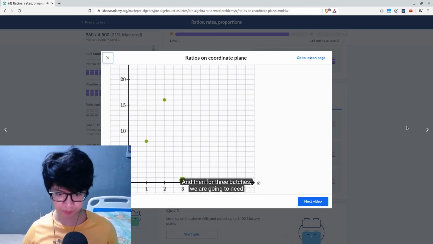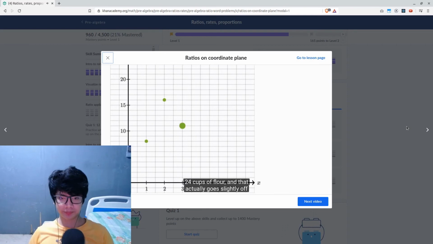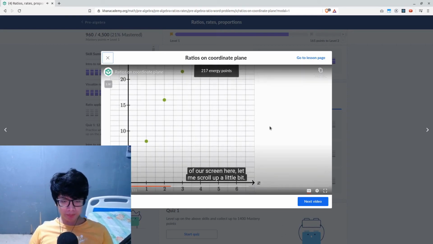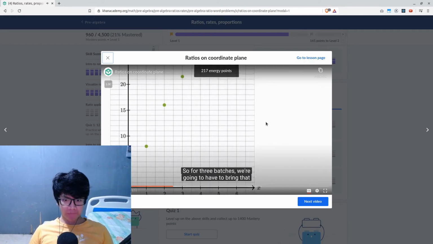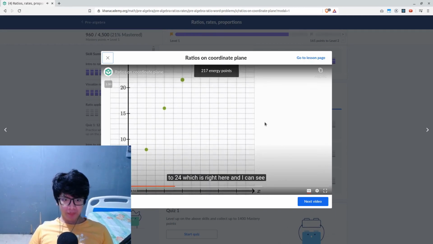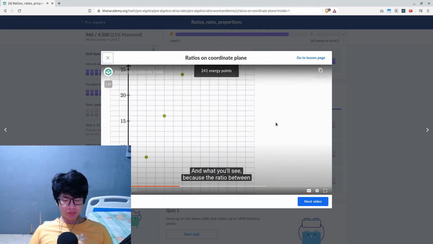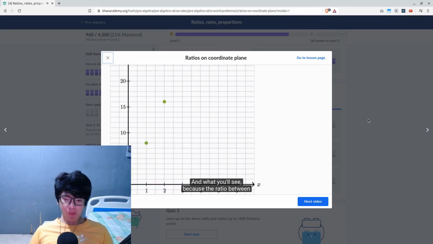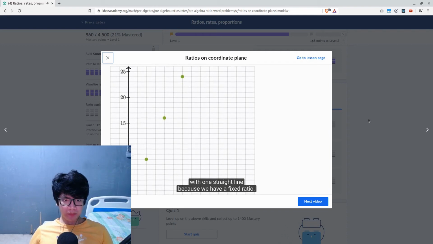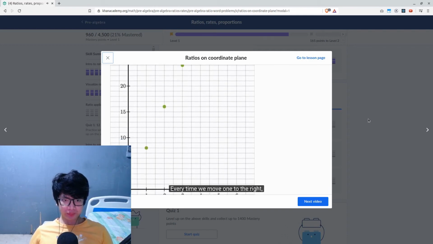And then for 3 batches, we are going to need 24 cups of flour. And that actually goes slightly off of our screen here. Let me scroll up a little bit. So for 3 batches, we are going to have to bring that to 24, which is right here. And I can see the 25 right above that. And what you'll see, because the ratio between our batches and our cups of flour is constant, is that all of these points, you could connect them all with one straight line because we have a fixed ratio. Every time we move 1 to the right, we're going to move 8 up. Every time we add another batch, we're going to have 8 more cups of flour.